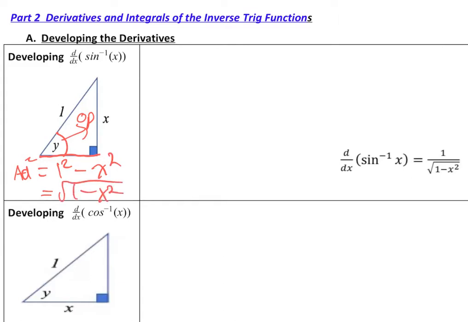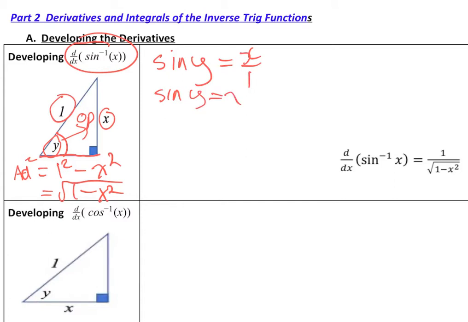So what's our relationship here? We're working with sine here. So if I'm working with sine, that means that sine of angle y equals x over 1. I think we all agree that that's true, right? So sine of y is opposite divided by hypotenuse. Now, x over 1 can just be x. So I can rewrite that as sine of y equals x.